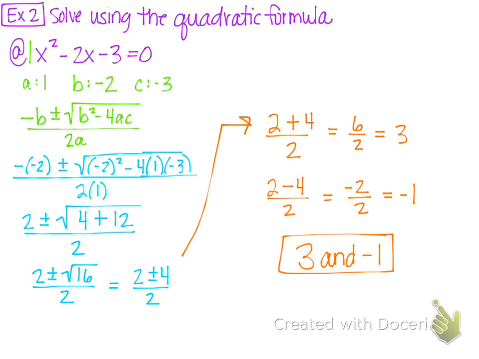Let's move on to another example. Let's take a look at 2x squared minus 4x plus 1 is equal to 0. So the first thing we want to do, we want to pull out our a, our b, and our c. So our a in this case is 2. Our b in this case is negative 4. And our c in this case is 1. So from here, let's go ahead and plug into our formula. I'm not going to rewrite it. We can put it on the board and reference it if we need to.